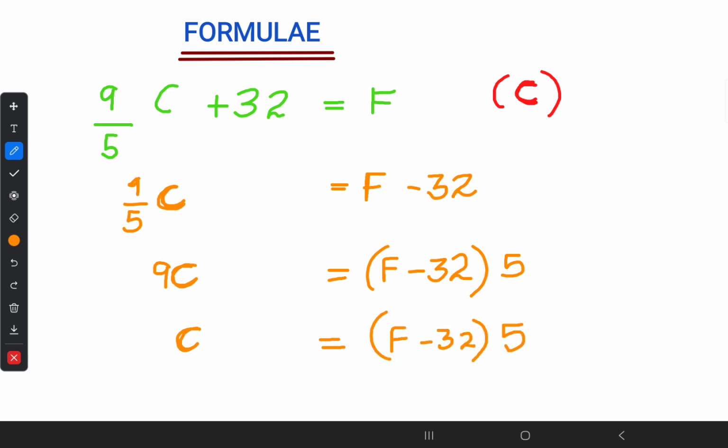Thereafter c is equal to f minus 32 times 5. The whole value should be divided. This is a multiplicand here, so it will become a dividend when moving from the left hand side to the right hand side. So this would be the overall solution here. Here you need to apply the opposite operation to the previous ones. The addition 32 became negative 32, the dividend 5 became multiplicand 5, and multiplicand 9 became dividend 9. That's what we did in the question.